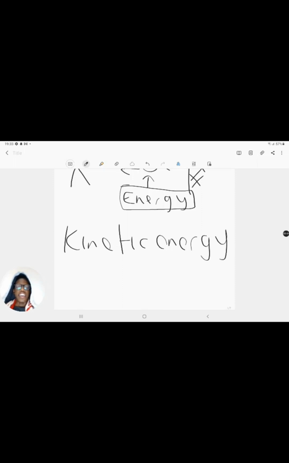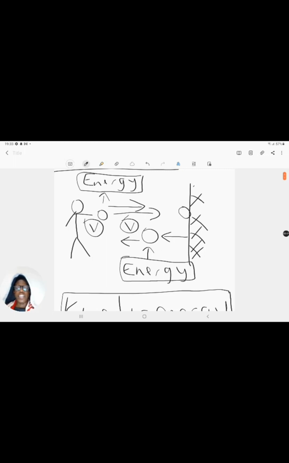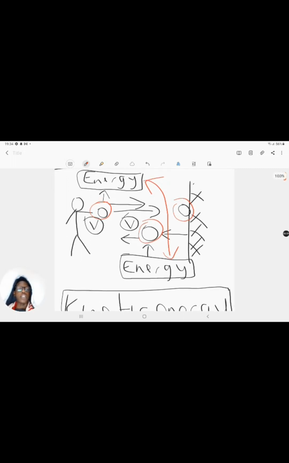Okay, so in other words, this ball has a certain kinetic energy before it collides with the wall. It collides with the wall and then it moves away from the wall with a certain kinetic energy. Now, in an elastic collision, those two kinetic energies are the same.